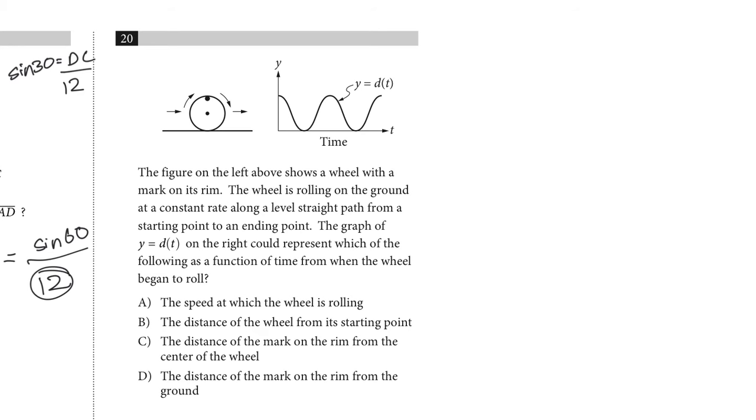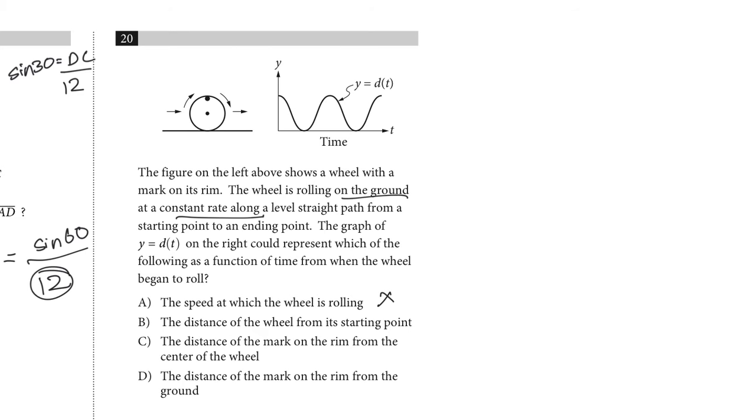Alright, so the 20th one. The figure on the left above shows a wheel with a mark on its rim. The wheel is rolling on the ground at a constant rate along a level straight path from a starting point to an end point. The graph of y equals d of t on the right could represent which of the following as a function of time from when the wheel began to roll. Speed at which the wheel is rolling? No. If the wheel is rolling on the ground at a constant rate, that won't be the case.